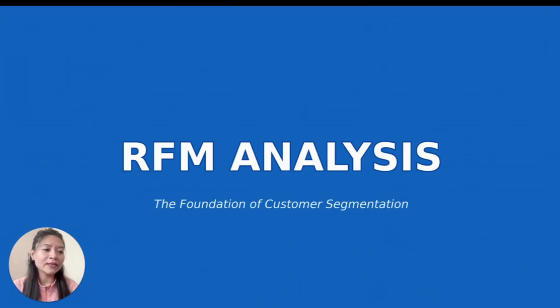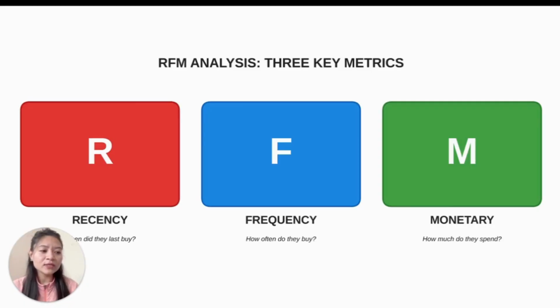Now, here comes RFM analysis, the foundation. What is RFM? The most popular method for behavioral segmentation is RFM analysis. RFM stands for recency, frequency, and monetary value. Recency asks, when was the customer's last purchase? Customers who bought recently are more engaged and more likely to buy again. Frequency asks, how often do they purchase? Frequent buyers are your loyal customers. And monetary value asks, how much do they spend? High-value customers deserve VIP treatment. These 3 metrics will tell you almost everything you need to know about customer behavior.